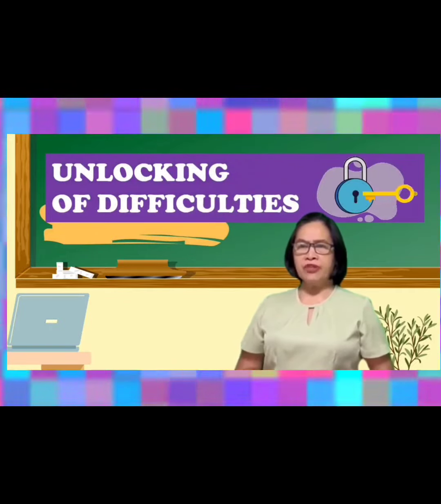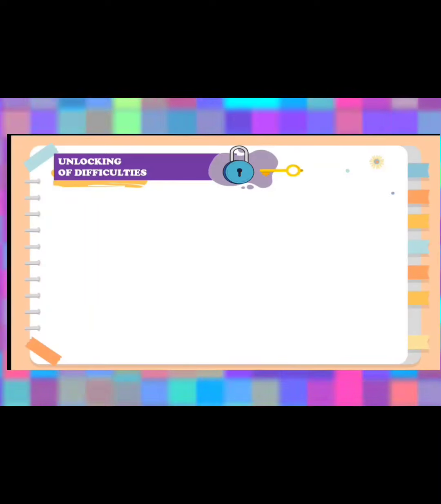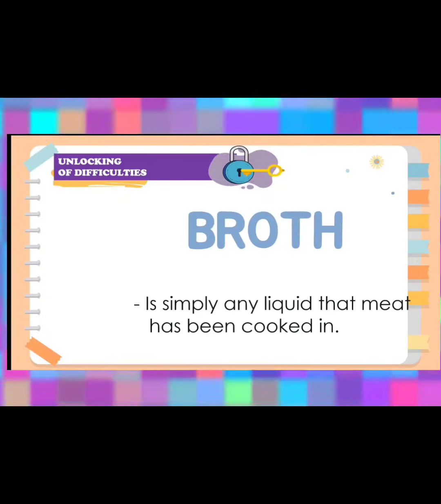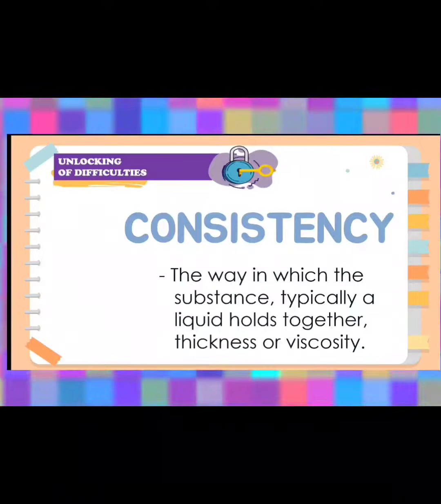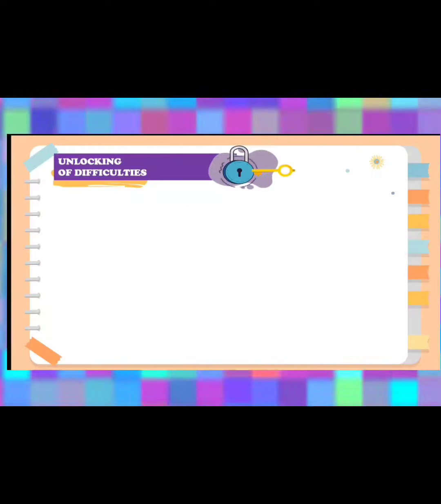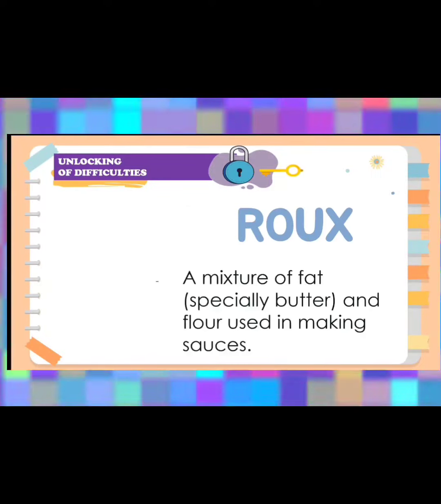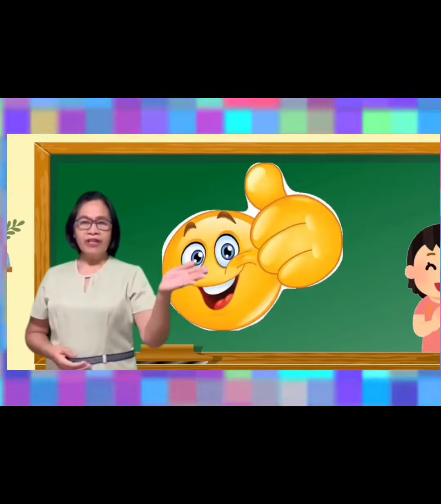Let's define some terms that you will encounter as we go on with our lesson. Broth is simply any liquid that meat has been cooked in. Next term is consistency, the way in which the substance, typically a liquid, holds together, thickness or viscosity. And roux, a mixture of fat, especially butter, and flour used in making sauces. Are you ready?